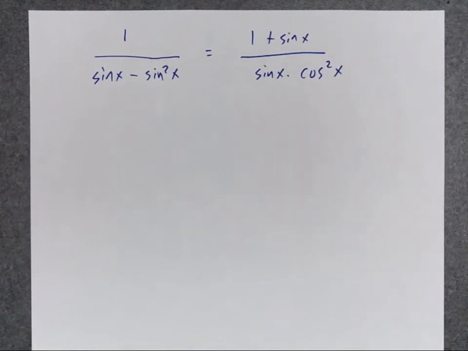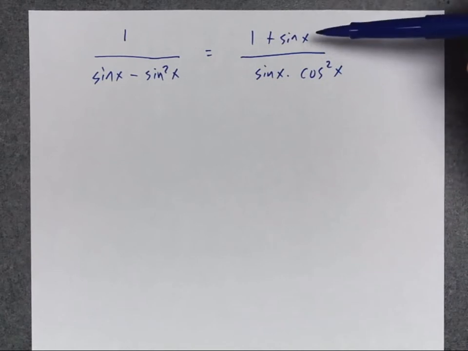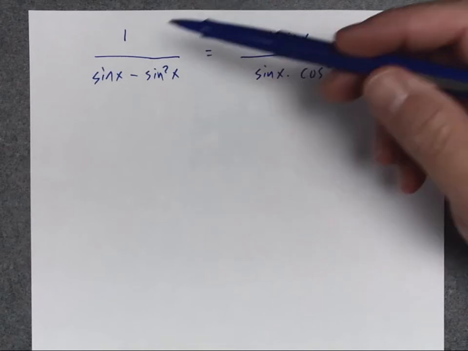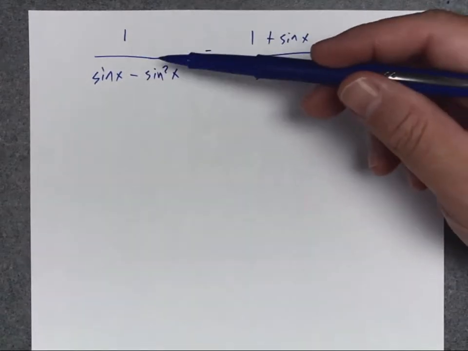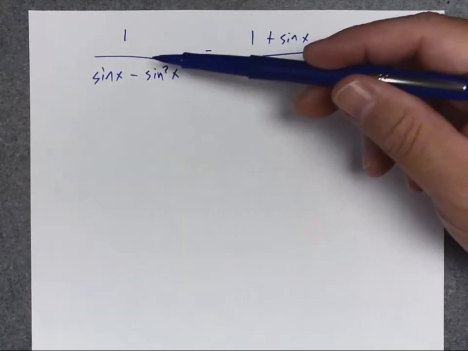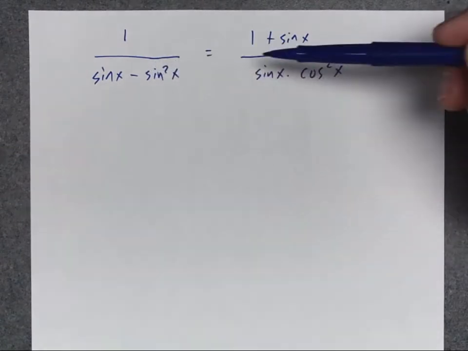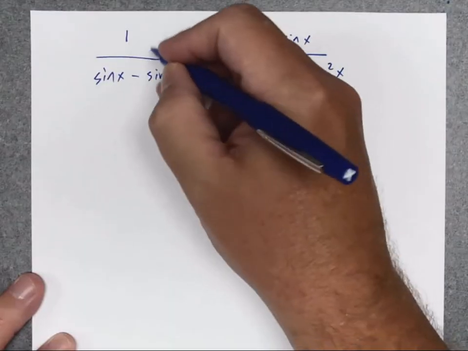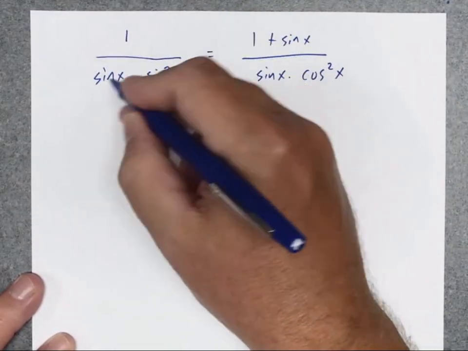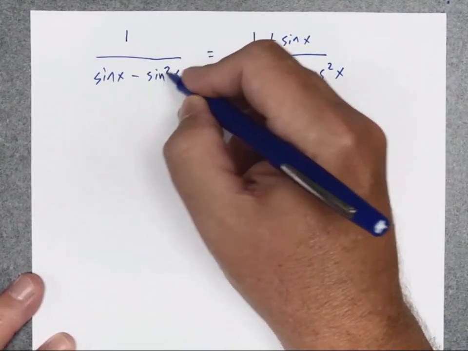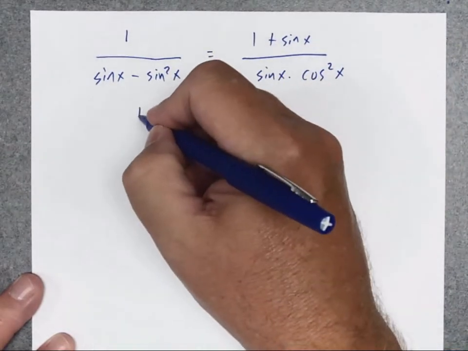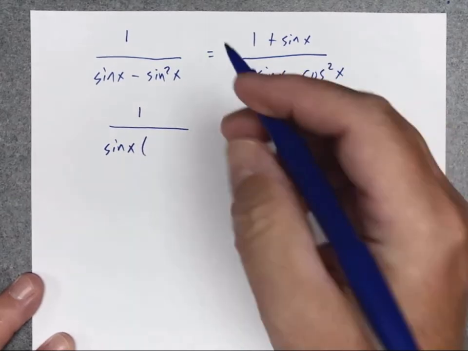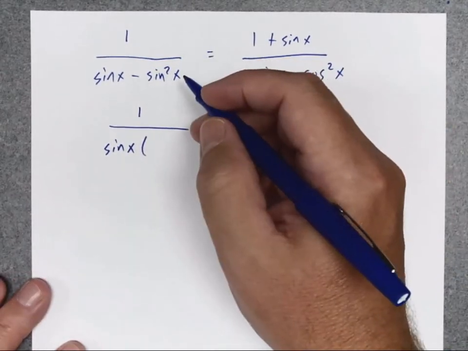Probably some people might want to start working on the right hand side, but actually I'm going to work on the left hand side because I see something I can do in the left hand side. I can sort of factor. I don't know if it's going to work. Once again, a lot of times this is just trial and error. So I'm going to work on the left hand side, and you notice in the bottom I have sine x minus sine squared x. I'm just going to factor out sine of x and end up with 1 minus sine of x.